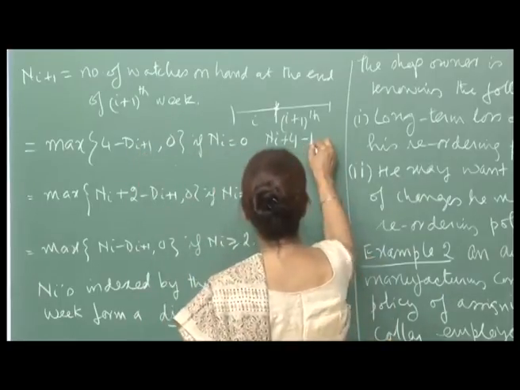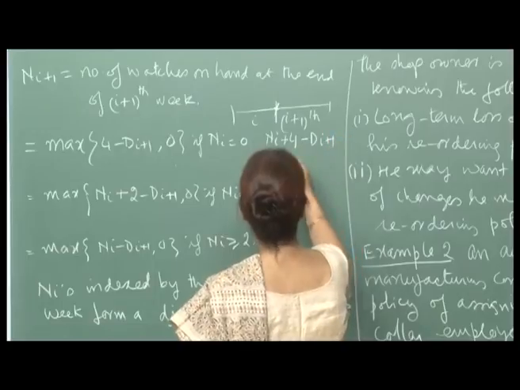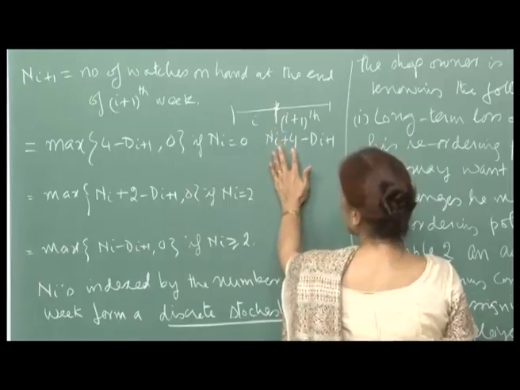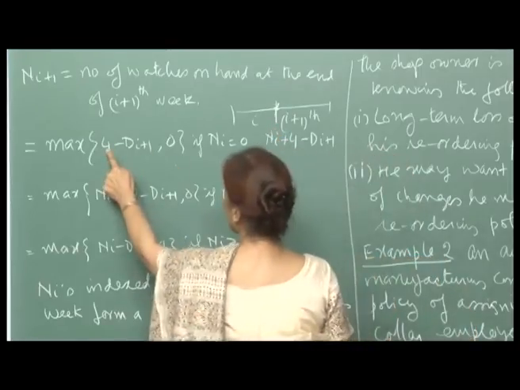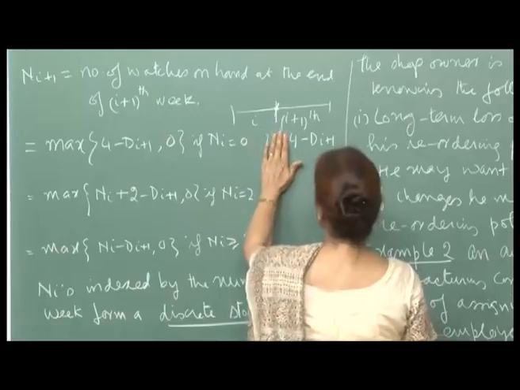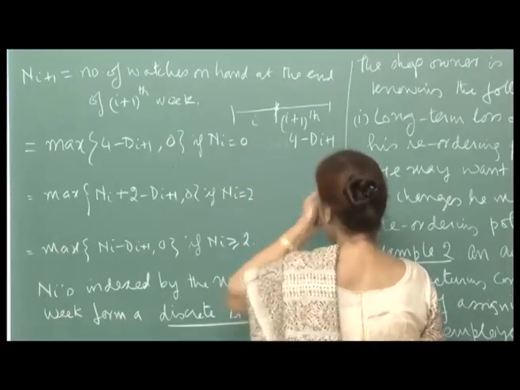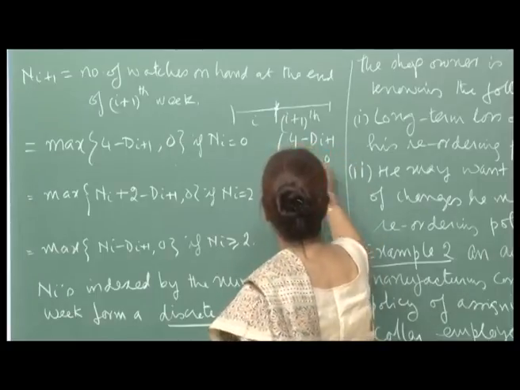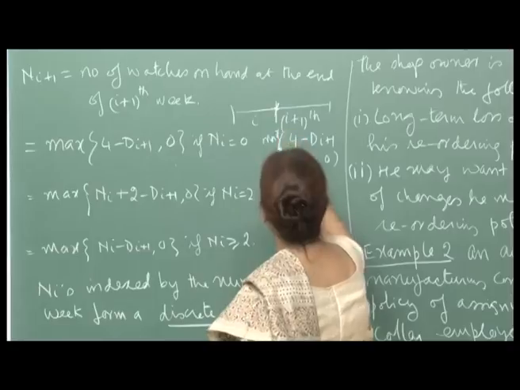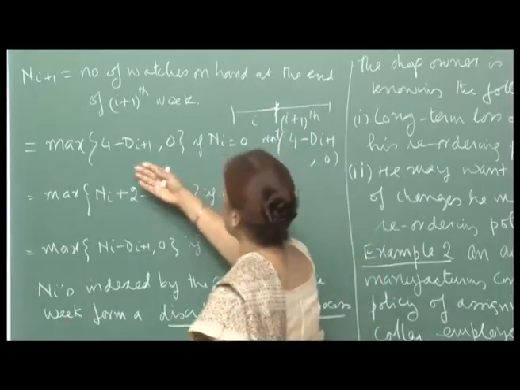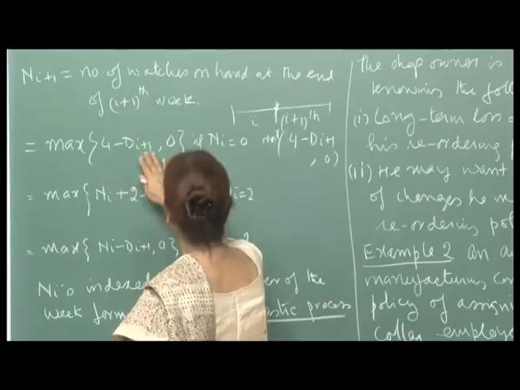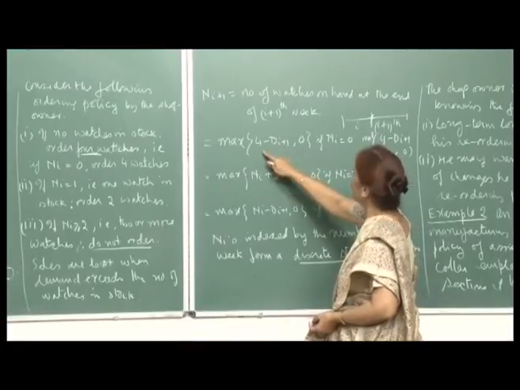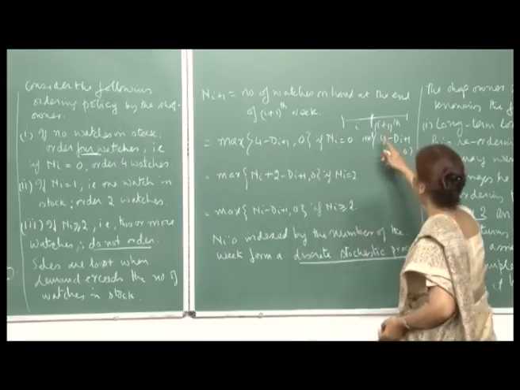So, that means you would meet the demand, and since Ni is 0, you will actually have 4 watches on hand, and that is why I have written 4 here. So, actually this will be 4 minus Di plus 1, and if your demand is more than this, then of course you will take the max of this with 0, because you cannot have a negative number of watches. So, either you have 4 minus Di plus 1 if Di plus 1 is less than 4, or you have no watches left at the end of the next week.